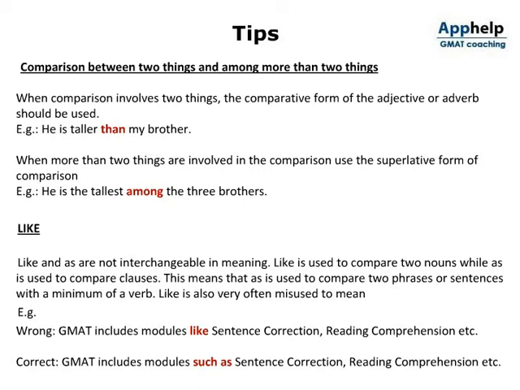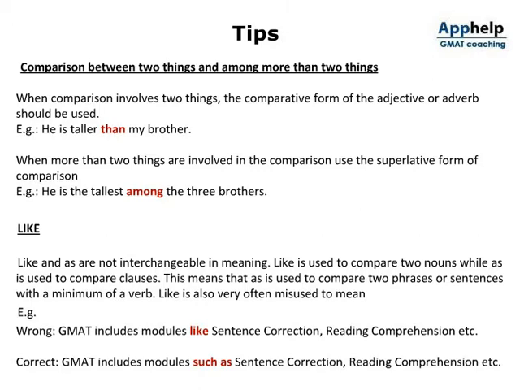Like and as are not interchangeable in meaning. Like is used to compare two nouns, while as is used to compare clauses. This means that as is used to compare two phrases or sentences with a minimum of a verb. Like is also very often misused to mean such as. For example, GMAT includes modules like sentence correction, reading comprehension, etc. This is wrong. GMAT includes modules such as sentence correction, reading comprehension, etc.